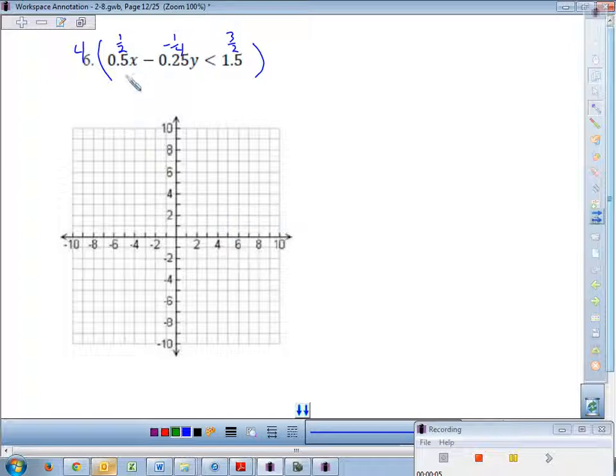4 times 1/2 is 2. And there's an x with it. And then 4 times a -1/4 is what? -1, right? Symbol stays the same because we're not multiplying by a negative or anything like that. And 4 times 3/2, 2 goes into 4 how many times? Twice. Take that times the numerator and you get a 6. Now we can get y all by itself real easy in this one. First move is to do what?